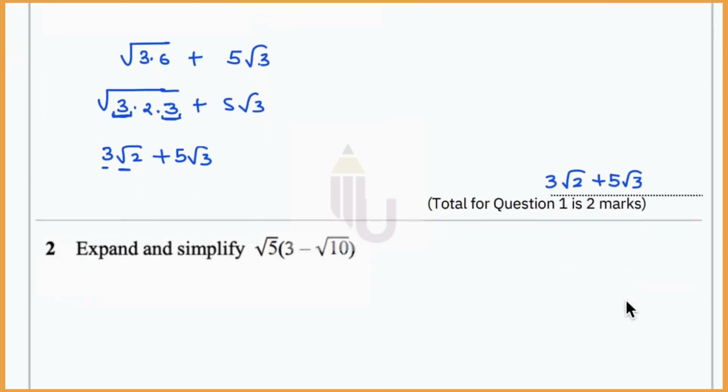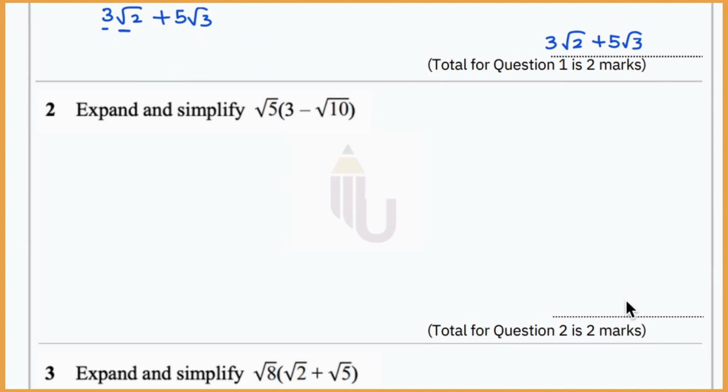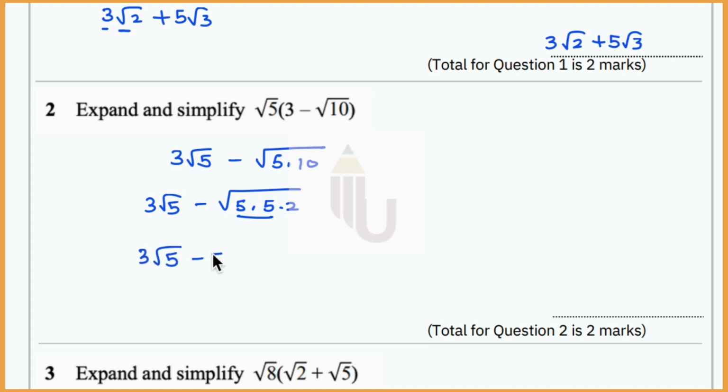Next question is of the same type. If you want, you can pause the video and try before watching it. So root 5 goes in, it will be root 5 times 3, 3 root 5, and root 5 times root 10, that will be root 5 times 10 together. So 3 root 5 minus root of 5 times 2. Once again this 5 and 5 is paired up, it can come out. So it will be 3 root 5 minus 5 root 2, and that is the final answer.